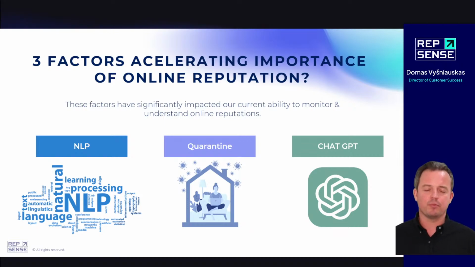I think the three most important factors are natural language processing, the time spent in quarantine and online a couple of years ago, and also the big rise of ChatGPT and the momentum it created. So I want to start with natural language processing.